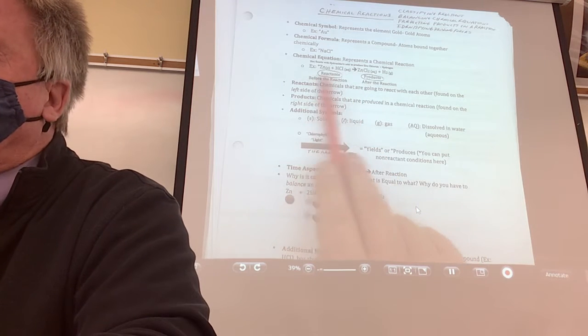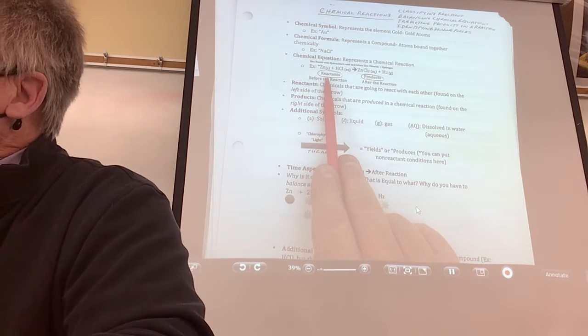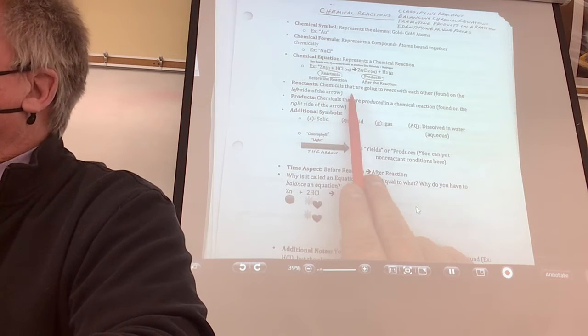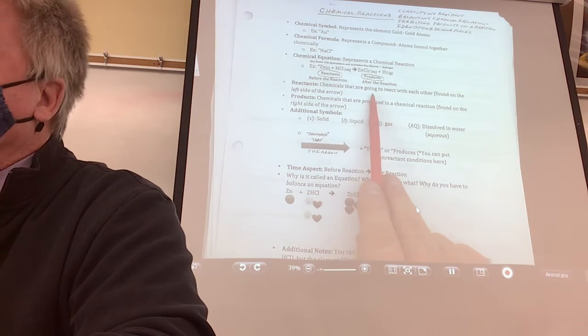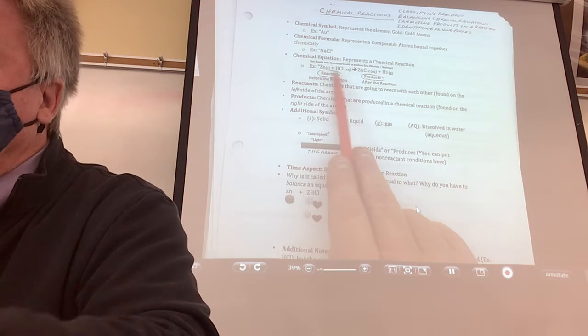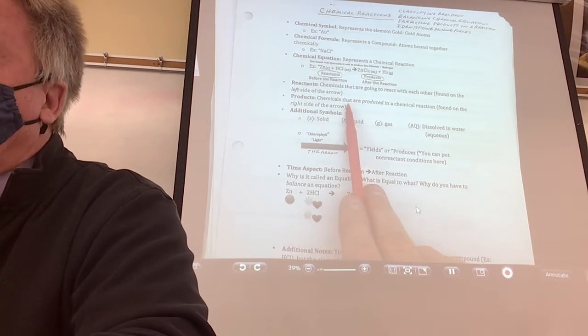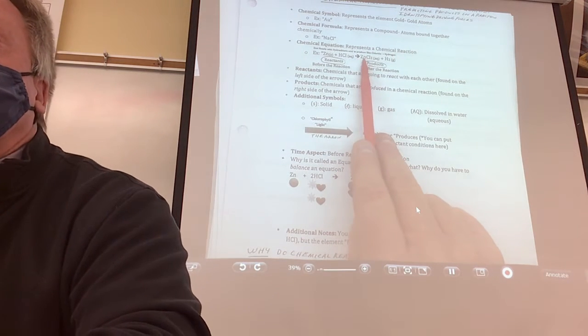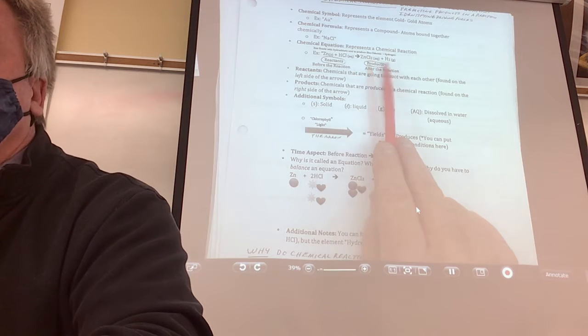Okay. Anyway, one thing, you see this arrow? Everything on the left is called a reactant. Now, what's a reactant? Reactants are chemicals that are going to react with each other, possibly, and you find them on the left side of the arrow. So these are the reactants. And what about the products? Where do you find the products? Well, they're the things that will be produced or formed.